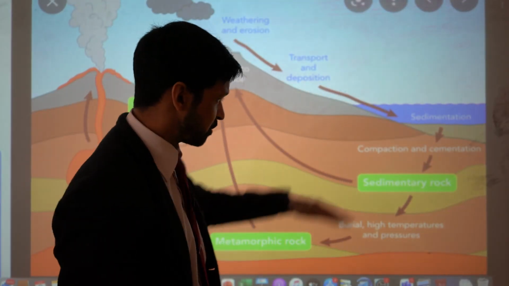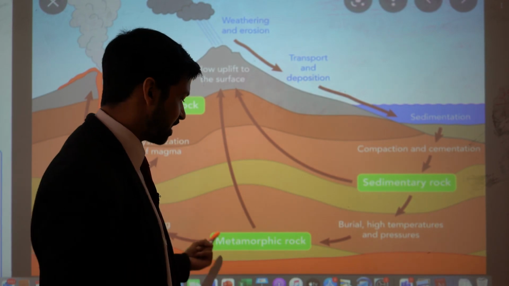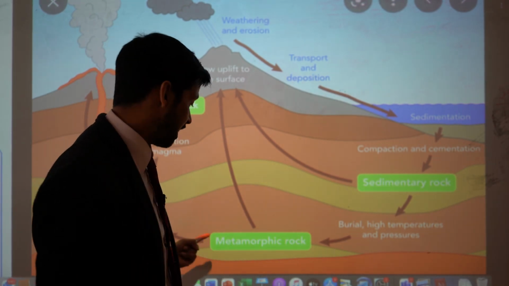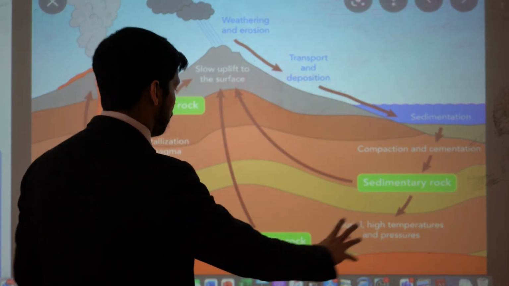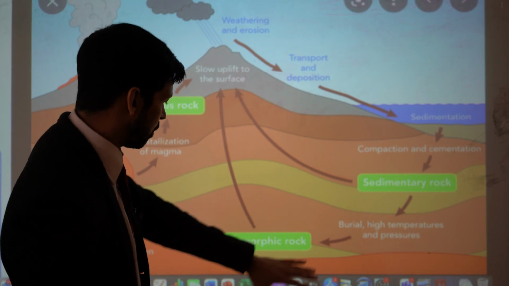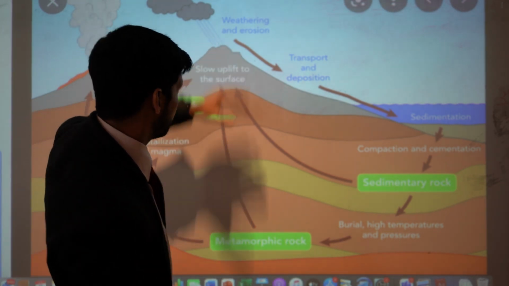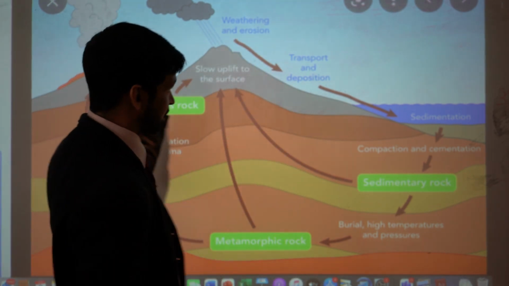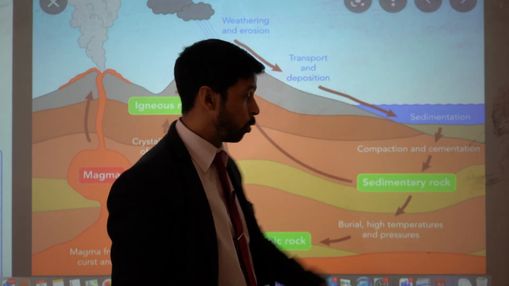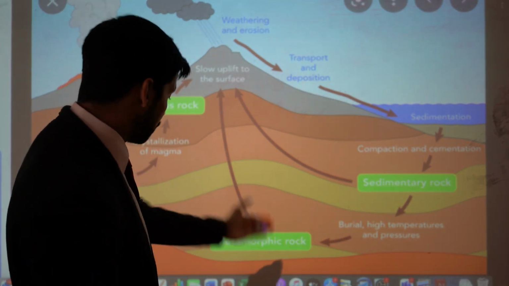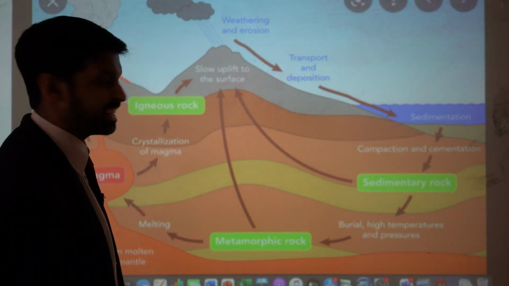In the case of sedimentary rock, it could get buried even deeper, and under high heat and pressure, it forms metamorphic rock. The tectonic plate movements allow rocks to constantly move about, and this can get uplifted and it can find itself up here. It can become weathered and eroded to form sedimentary rock all over again. It can also melt, and when it melts and then cools down, it can form igneous rock.